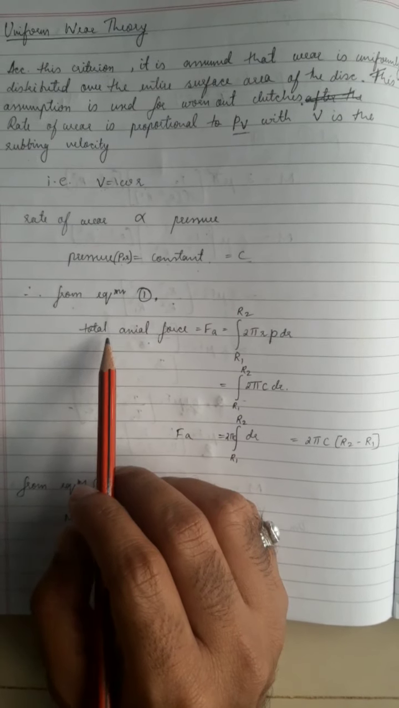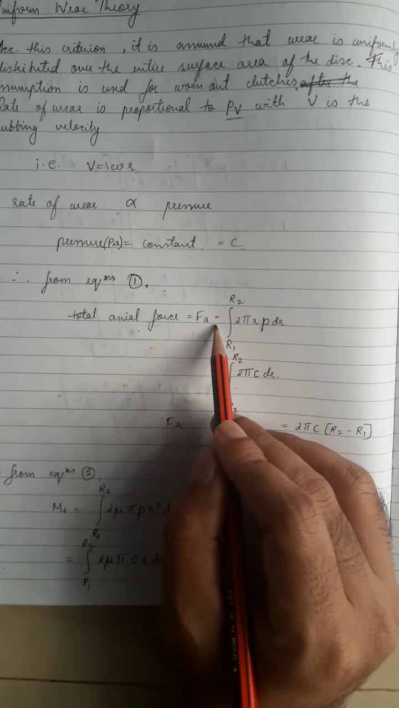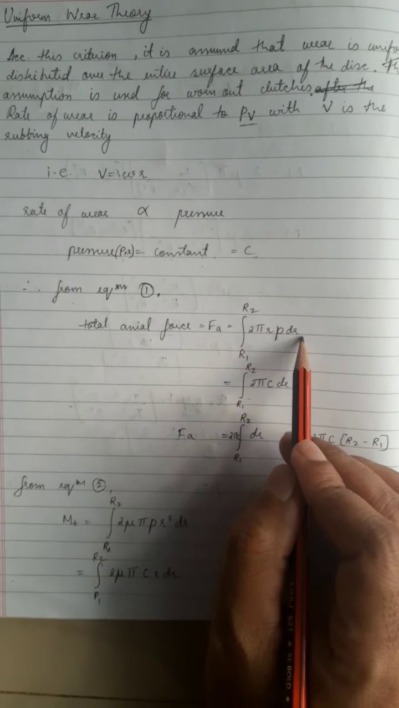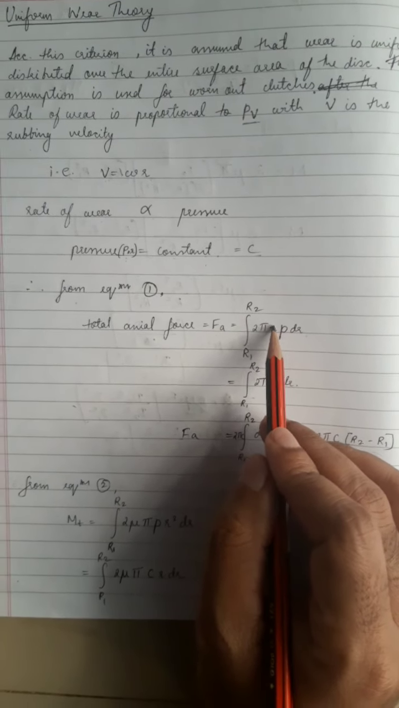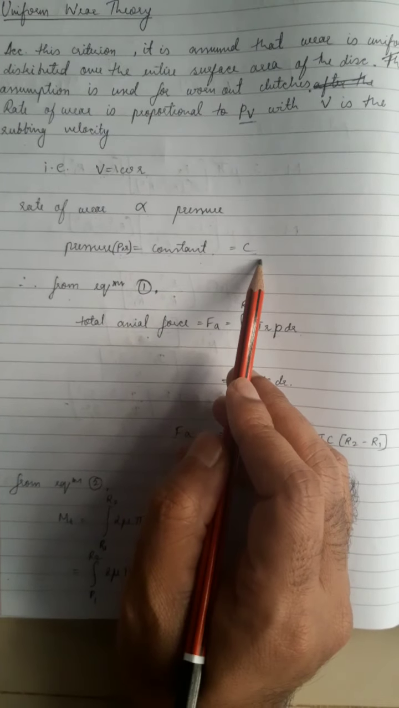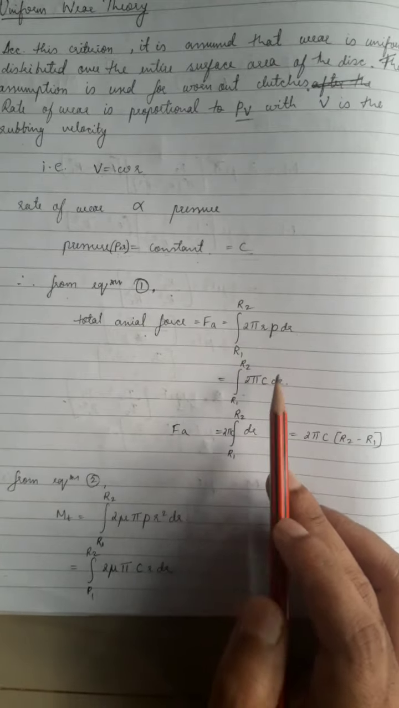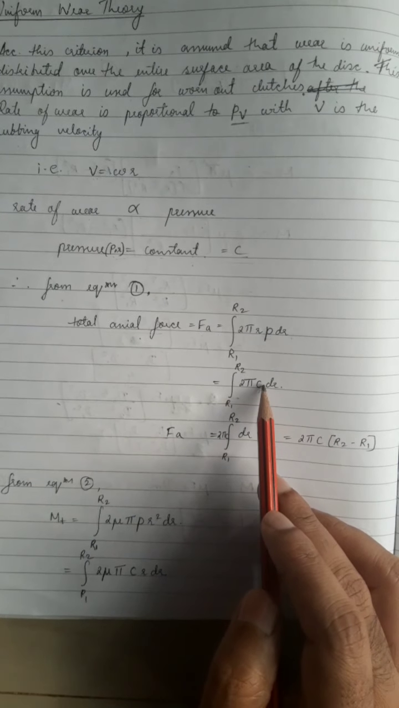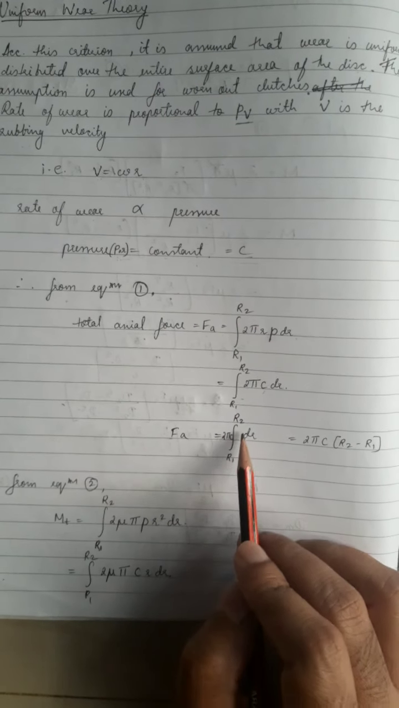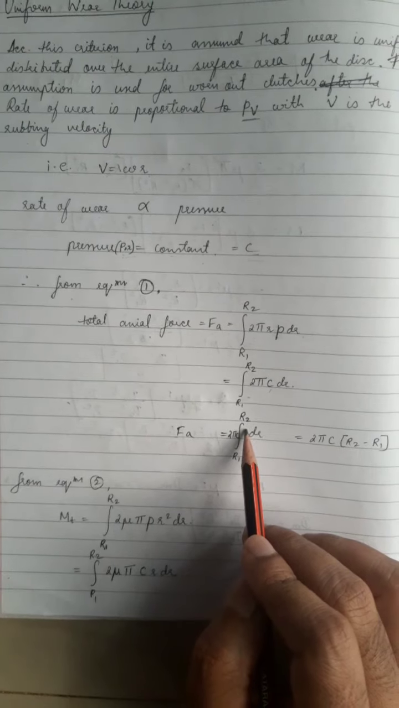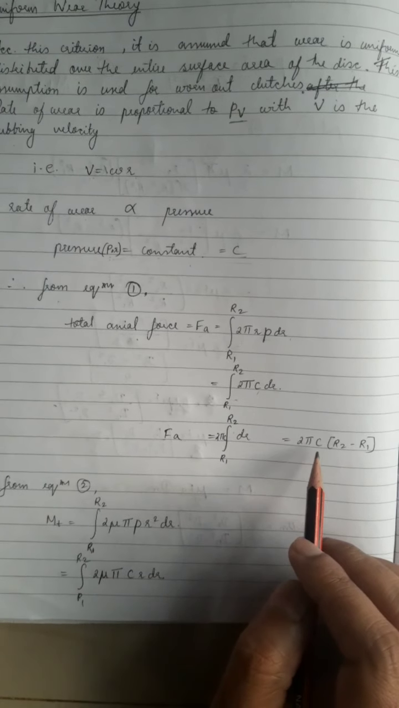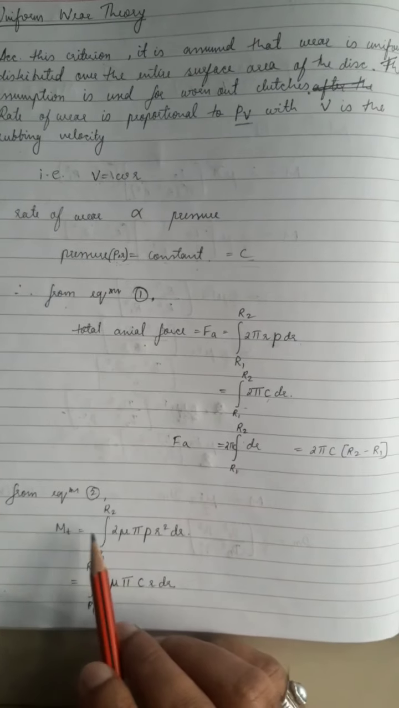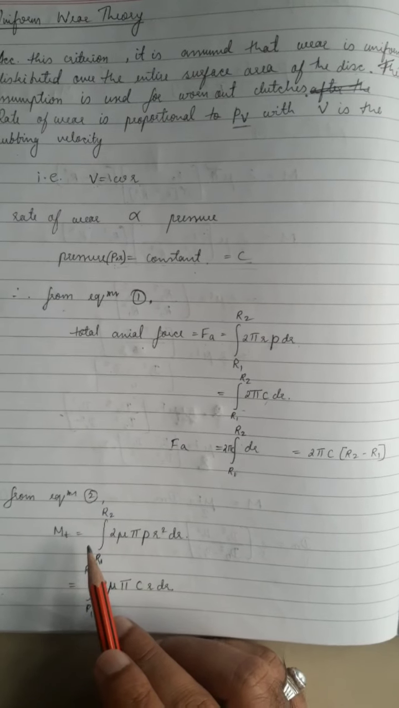From equation number 1 we have total axial force Fa is equal to the integration with limits r1 to r2 of 2 pi r into P into dr. So here we can see that P into R is there, and we know that P into R is a constant C. So replacing P into R with C in this equation, it becomes 2 pi C into dr. Taking 2 pi C as a constant outside, we are left with the integration of dr with limits r1 to r2, and it is 2 pi C (r2 minus r1).